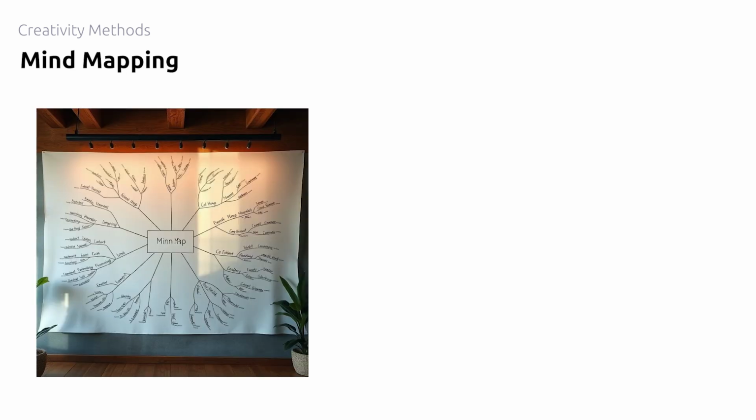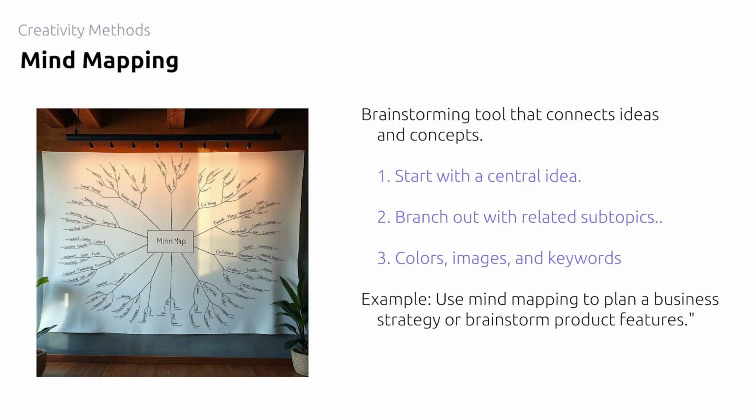Mind mapping is a visual brainstorming tool that connects ideas and concepts around a central theme. This method encourages creative thinking and helps visualize complex relationships between different components of a plan. Here's how to use it. To use mind mapping, start with a central idea in the middle of the page. Branch out with related subtopics, using colors, images, and keywords to enhance understanding.